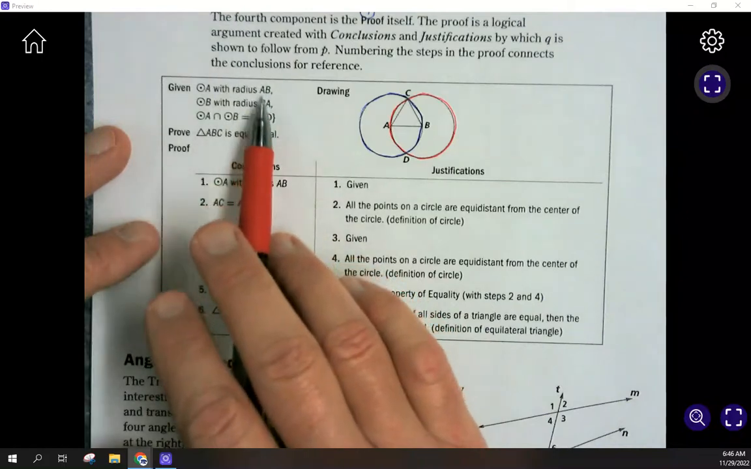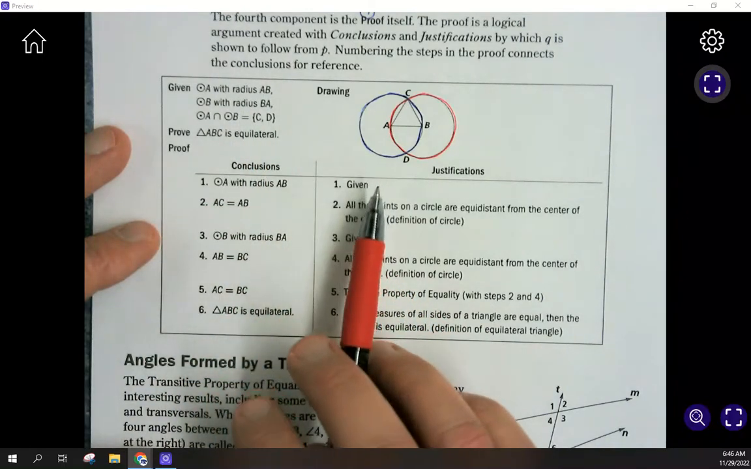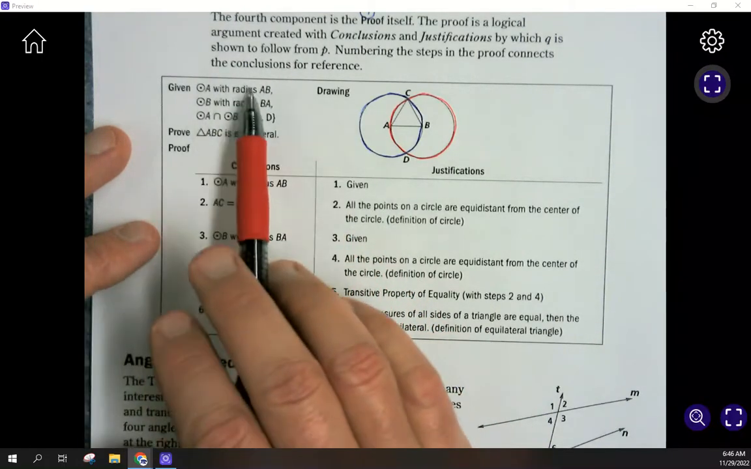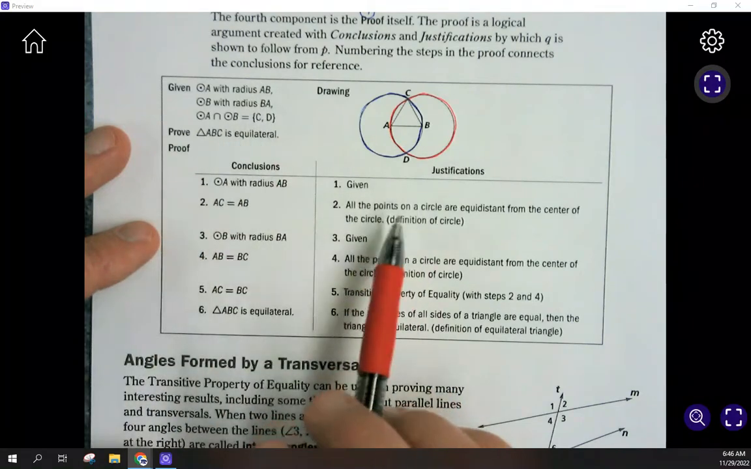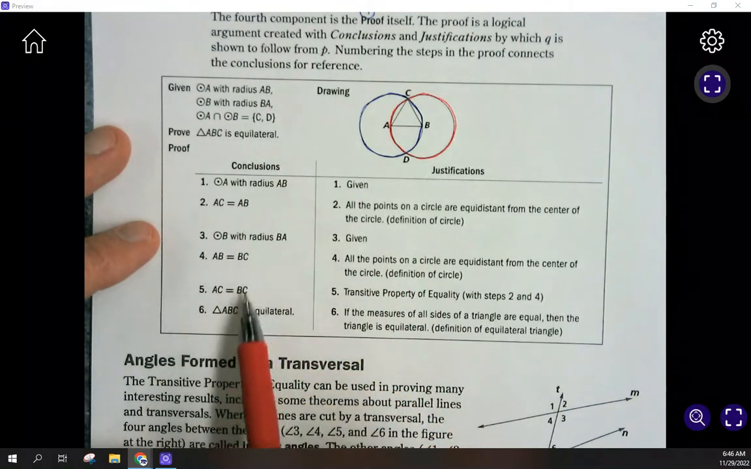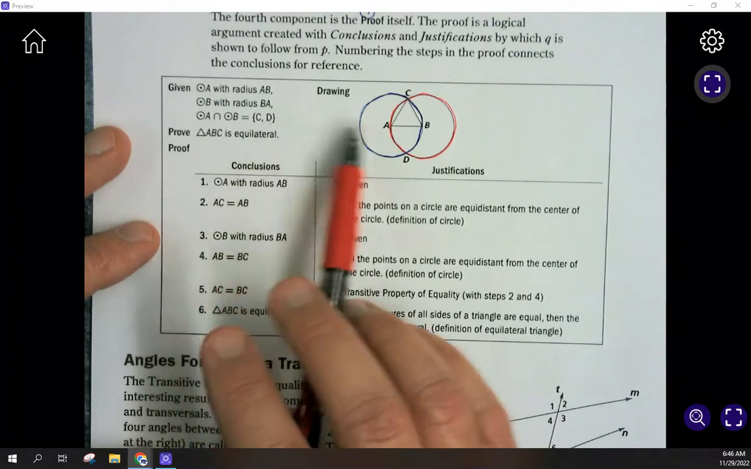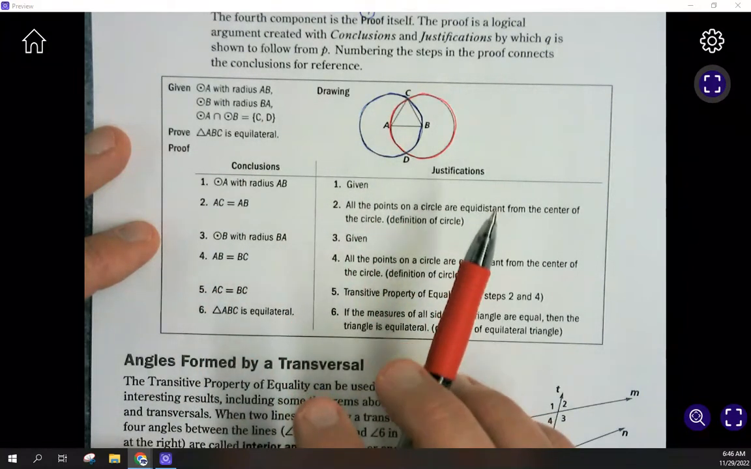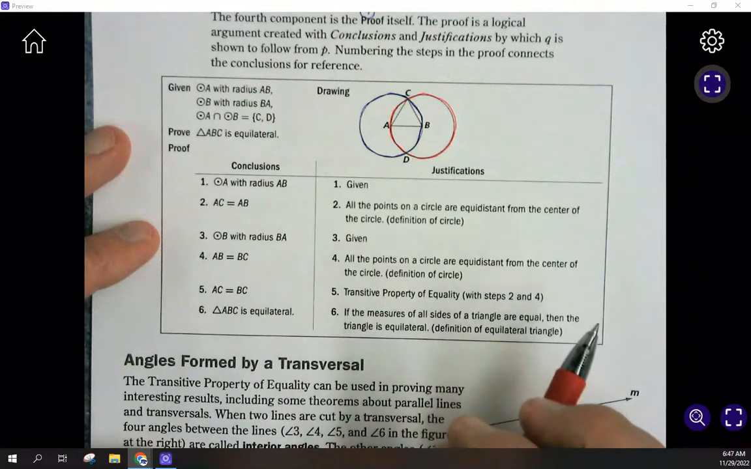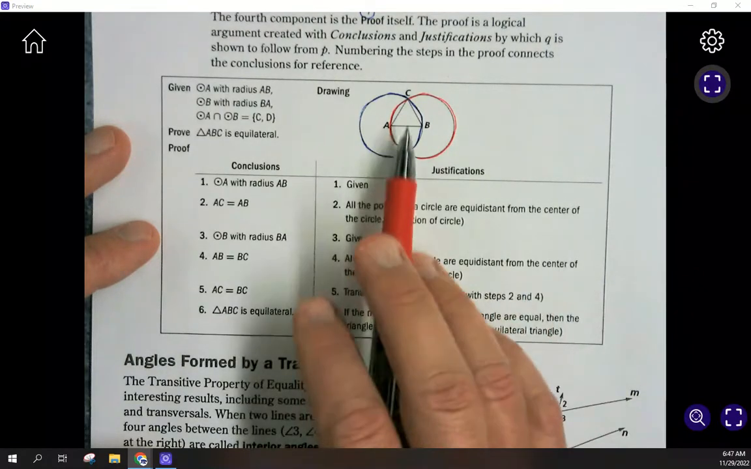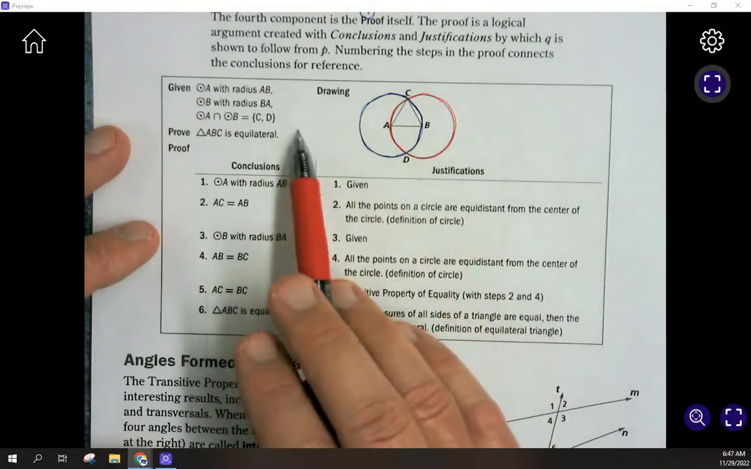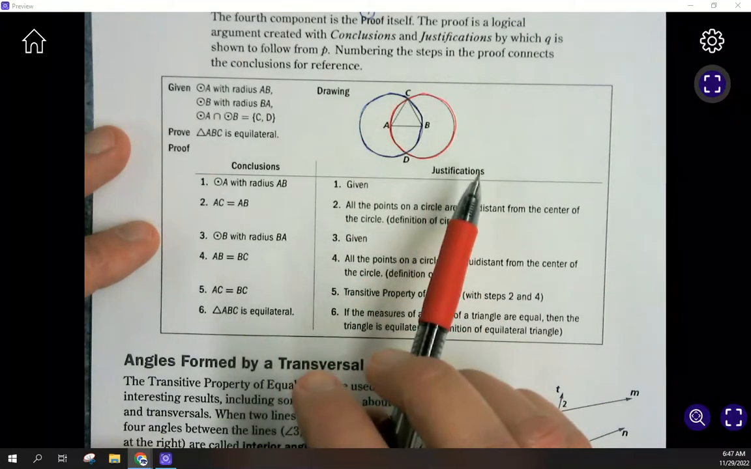Some people like to just put all of the given right up front, just get it out of the way, and that's fine. You could totally put all of this in there. If you scan through it, you'll notice they actually never use this as part of the given. The fact that these cross at C and D never has to be stated here, because it doesn't help us prove that this is equilateral. But it is important to know as we're looking at this.